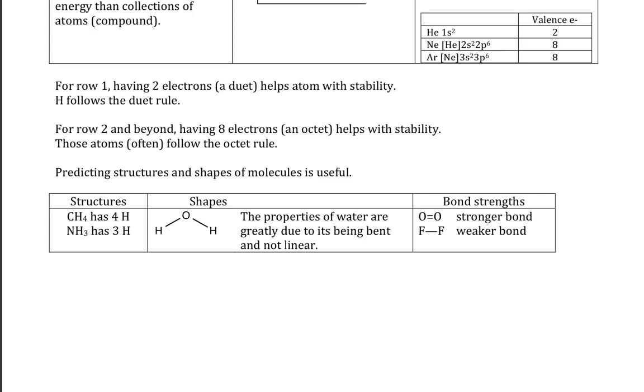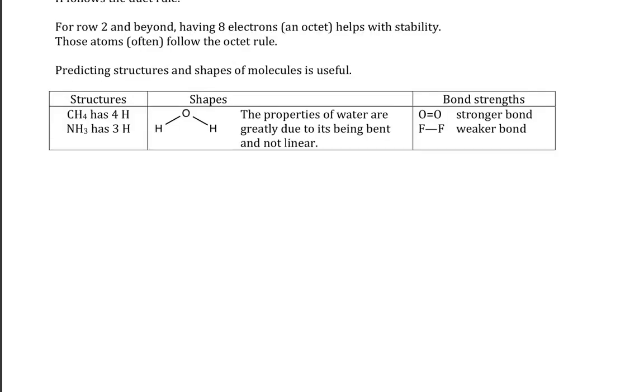So we will go on now to talk about structures and shapes, and that is very useful for a chemist to know. Structures. CH4 is a structure. It tells us that one carbon has 4 hydrogens bonded to it. In NH3, we have 1 nitrogen with 3 hydrogens bonded to it. For a chemist, that would be very important to know if that chemist were interested in CH4, which is methane, or NH3, which is ammonia.